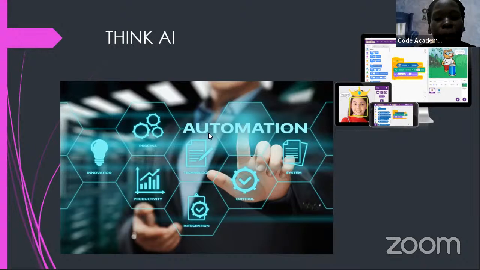So for example, if you look at this image, when it says artificial intelligence, one of the important things you need to think of is automation. You get it? Automation, and if you look on my diagram, it says system, control, integration, process. You get it? So all of that is under AI.